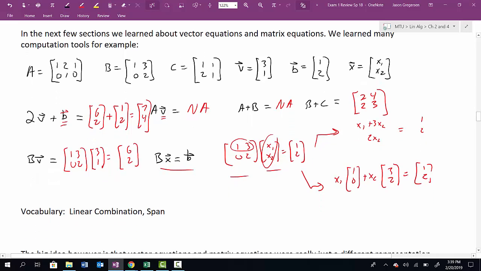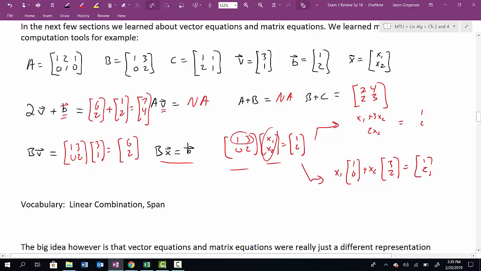Along the way, we got a little vocabulary. Linear combination is adding multiples of vectors together. So that first question, 2v plus b, is an example of one linear combination. Okay? And the span will be the set of all possible linear combinations. So for this case, this result for any value of x1 or x2 would be the set of all linear combinations. The span is the set of all linear combinations. Okay?